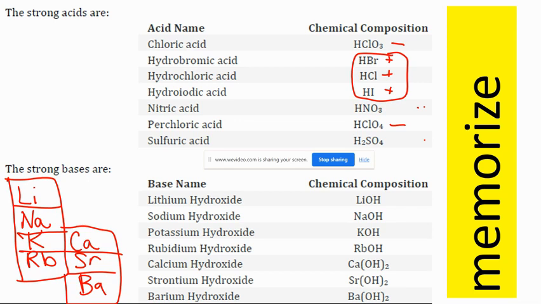Now, if it's not on this list as a strong acid, it's weak. So any acid that's not on this list is weak. So if you memorize these acids, then you don't have to memorize all the weak acids, because everything that's not on here is weak. For bases, same idea. If it's not on this list, then it's a weak base. So if it's a base and it's not on this list, it's weak.